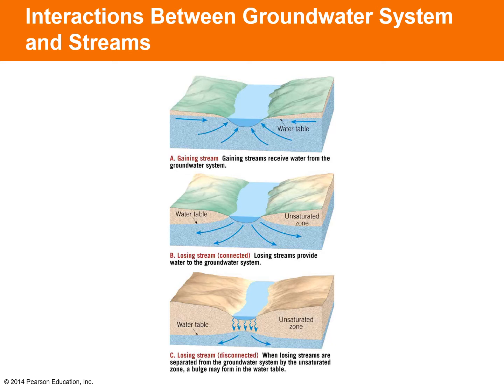And then in scenario C, the lower part of this figure, you can see a losing stream that's disconnected. This is when the stream is completely separated from the groundwater system by the unsaturated zone. But you're still having losses of water through the stream bed, and so that can ultimately infiltrate down and raise the water table locally underneath the stream.